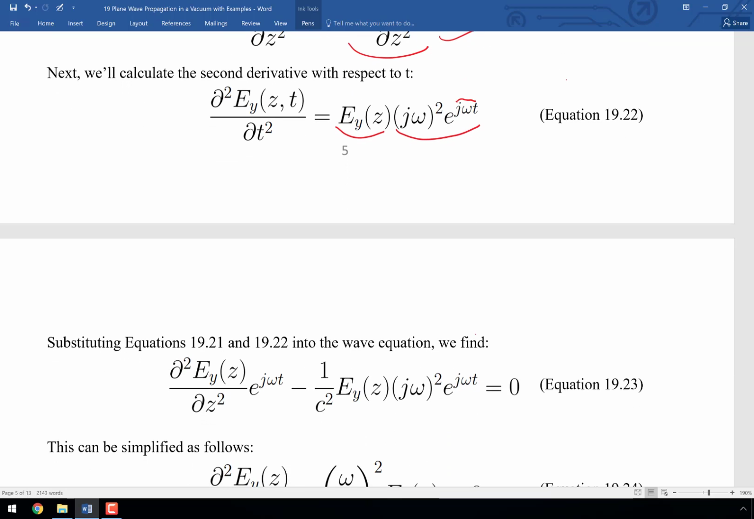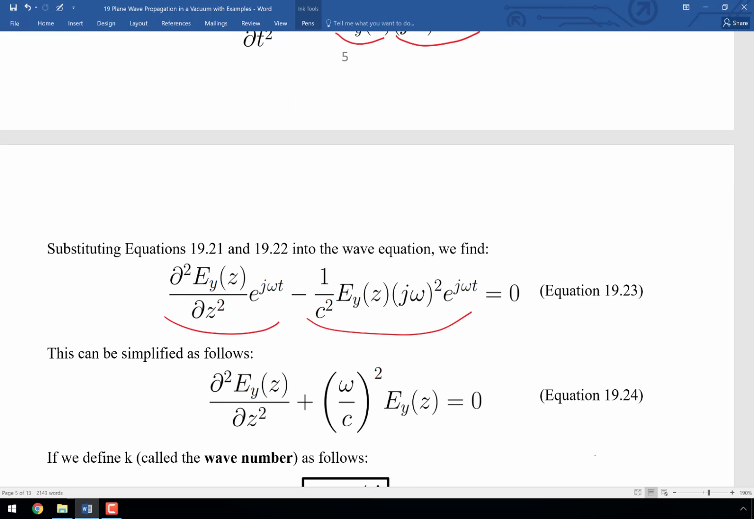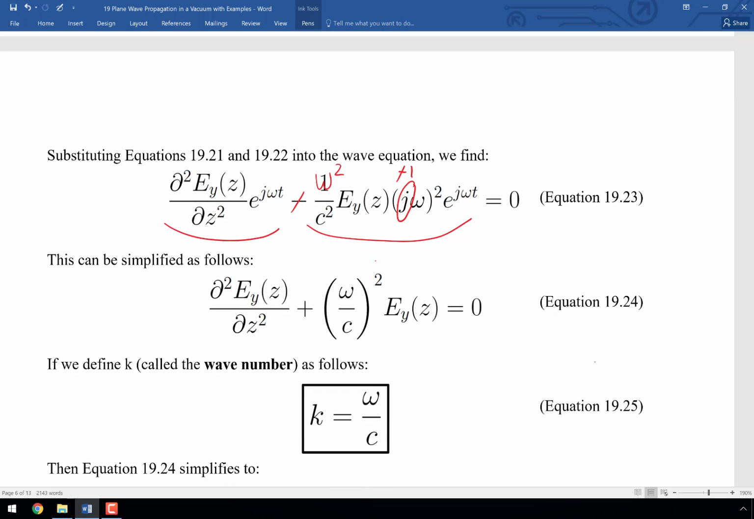Well, now we're going to substitute those into the wave equation, and what we find is that we have the partial derivative with respect to z, and then we have the term that is the partial derivative with respect to time, although we can actually literally calculate that partial derivative. And so this j squared is going to become a -1, and that -1 is going to cancel with that -1. And then this omega squared is going to move up into the numerator of this fraction right here. So this will become omega squared, and that's where we get this form of the equation right here. Now if we go one step further, we're going to define the wave number. The wave number is k.